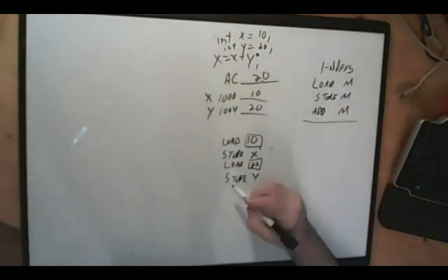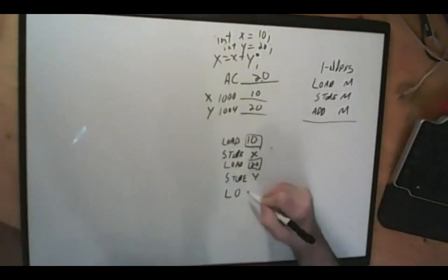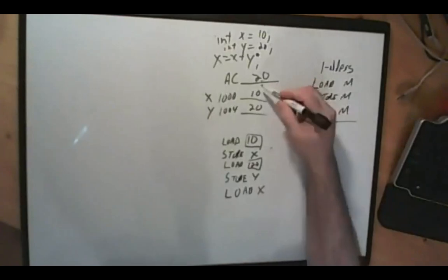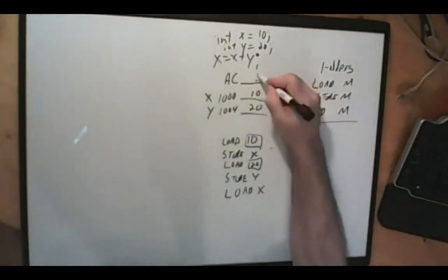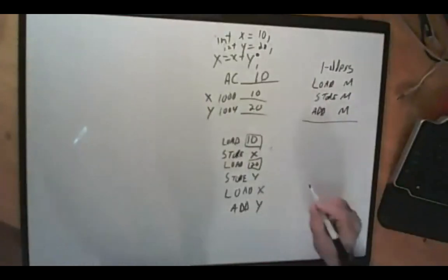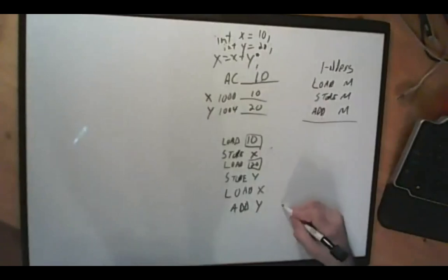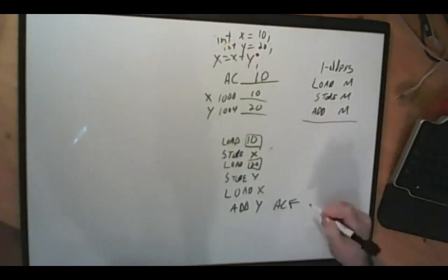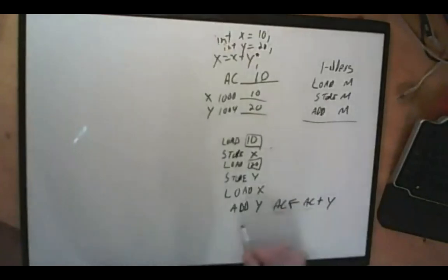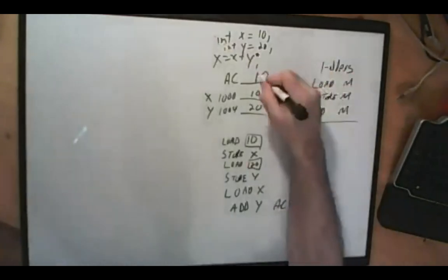So in this case, for the one address, we'd have to do something like load again, say load X. So that would cause the accumulator to get loaded with the value 10. And then we want to add Y. For this one, it's implied that the accumulator gets the value of the accumulator plus Y, since the result is implied and one of the operands is implied here. So that would cause us to add 20 to 10 and the result would go back into the accumulator.